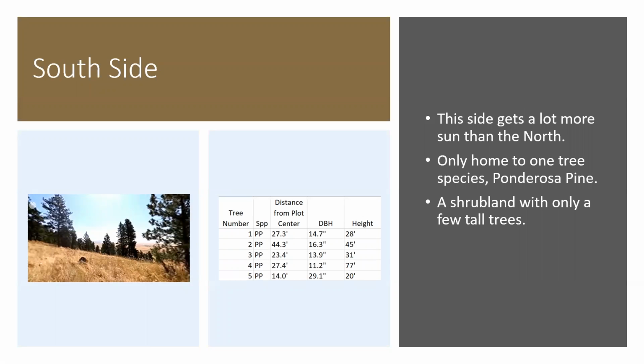This slide is on the south side. Based on just the picture, it is easy to tell that this slide has a lot less vegetation than the north. This would be considered a shrublands biome due to the height of the trees. It is also primarily dominated by ponderosa pine trees, which due to the conditions are much shorter than the trees on the north. You can also tell how dry this side of the biome is compared to the north due to the constant amount of sunlight exposure.